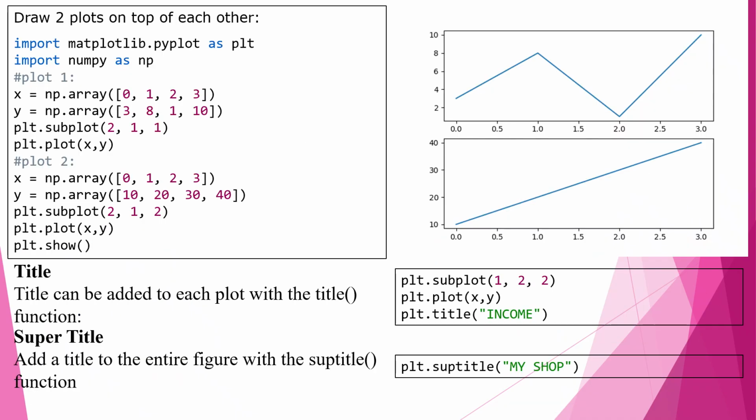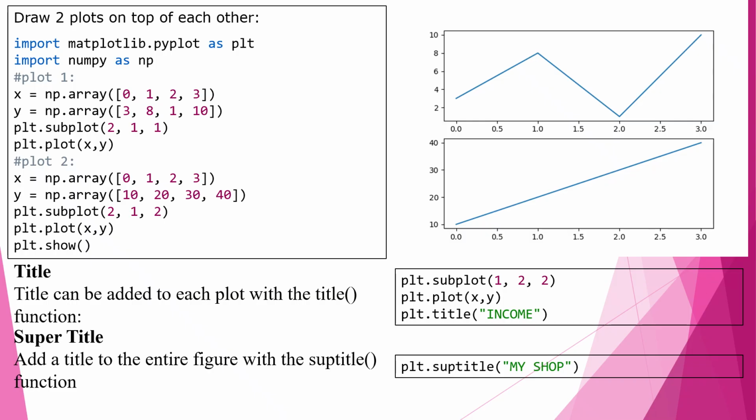This code demonstrates how to draw two plots one above the other using the subplot function in matplotlib. The figure is divided into two rows and one column using plt.subplot of 2, 1, index. The first subplot is created with plt.subplot of 2, 1, 1, where the first set of x and y values is plotted. Then a second dataset is defined and plt.subplot of 2, 1, 2 is used to create the second plot below the first one.